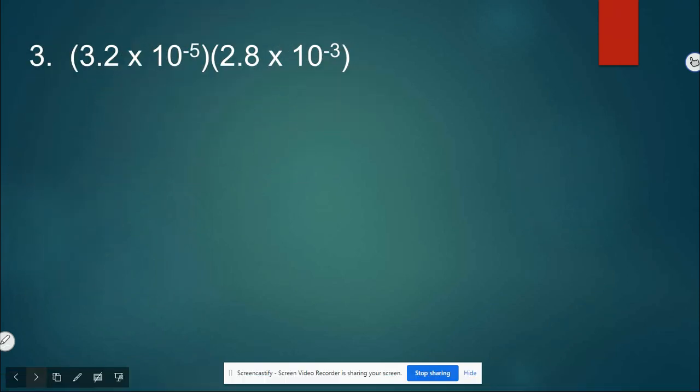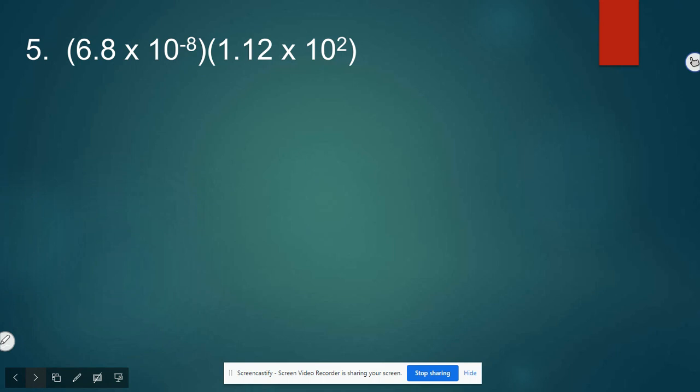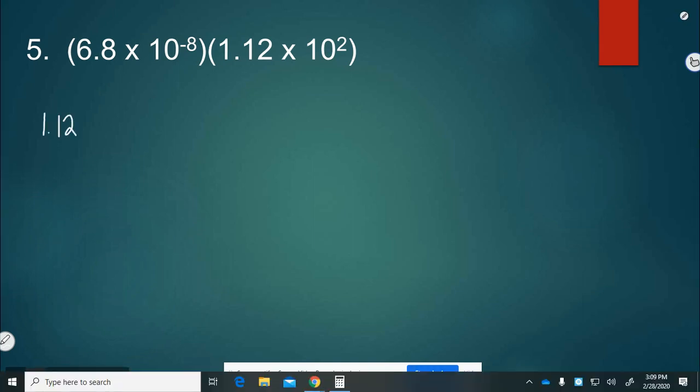All right, let's try another one. Number 5, 6.8 times 10 to the negative 8 and 1.12 times 10 to the second. So again, we're going to multiply 1 and 12 hundredths times 6 and 8 tenths. 8 times 2 is 16, carry the 1. 8 times 1 plus 1 is 9. 8 times 1 is 8, bring down a 0.